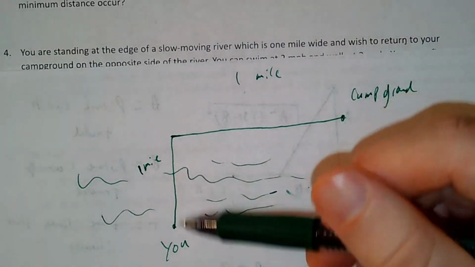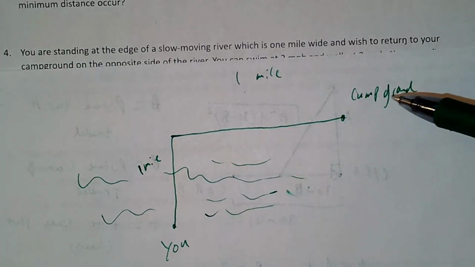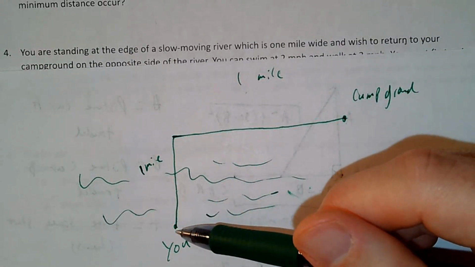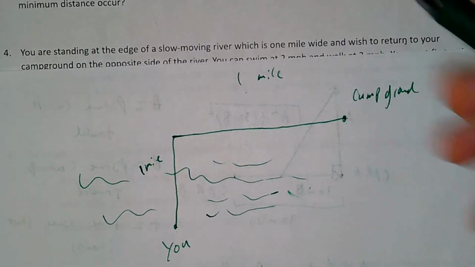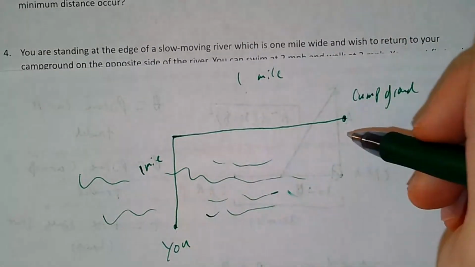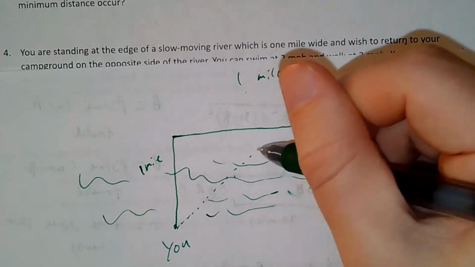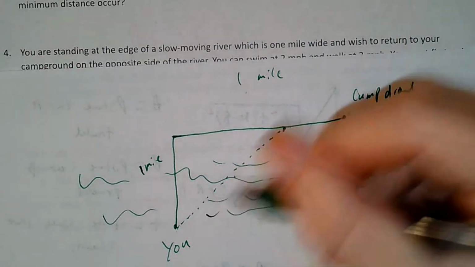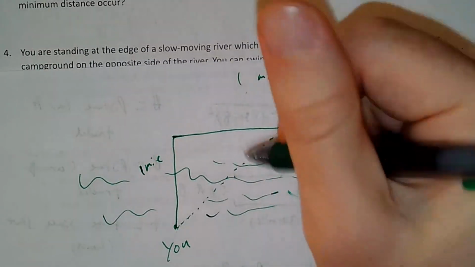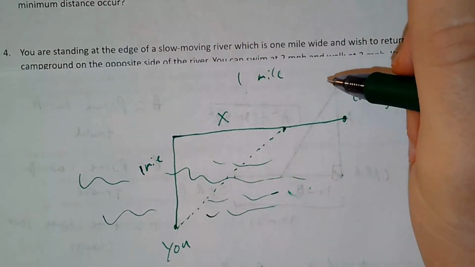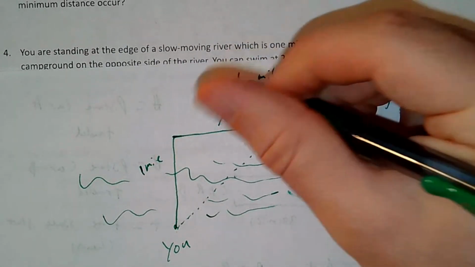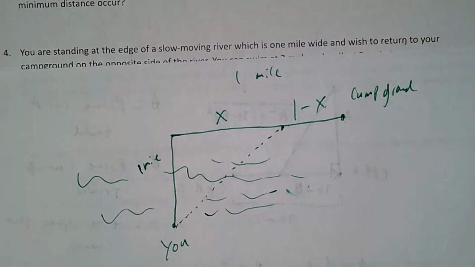So you can swim at 2 miles an hour and you walk at 3 miles an hour. You can choose to swim directly across and then walk down, or you can choose to swim to a point along here and then walk down. That's the idea. Instead of going across and over, which is long, we want to find some way of cutting across, swimming part of it, and then walking down to do the rest. So we don't know this distance. We'll just call it x. And then this distance is 1 mile in total, so it's 1 minus x.